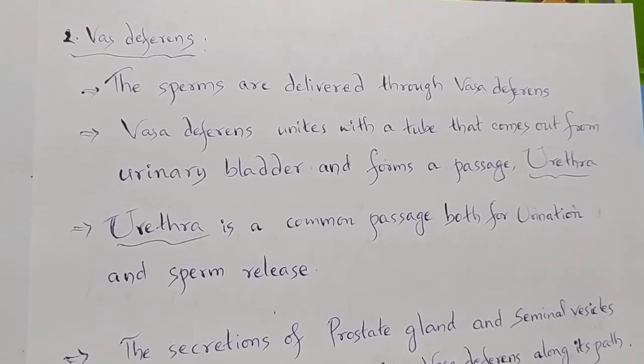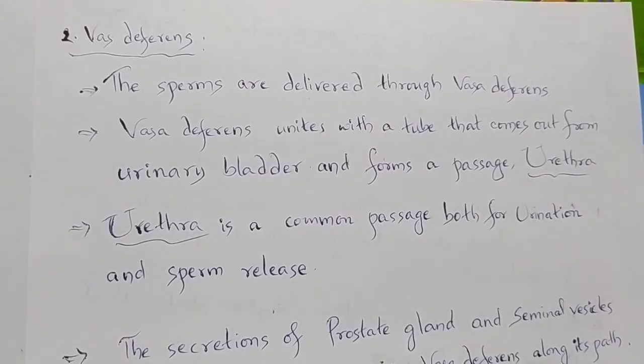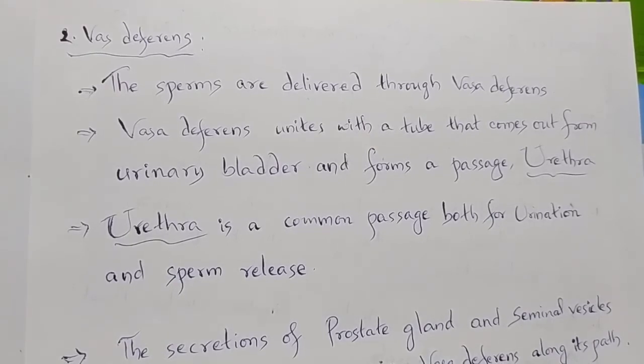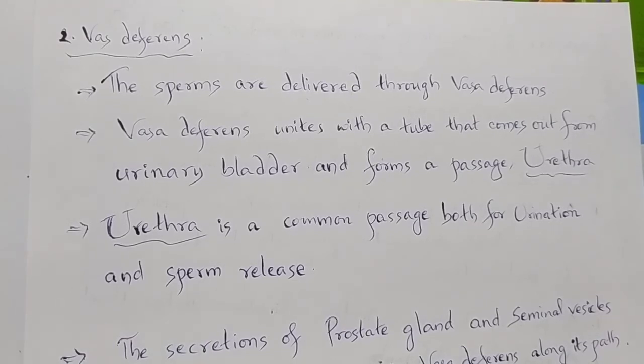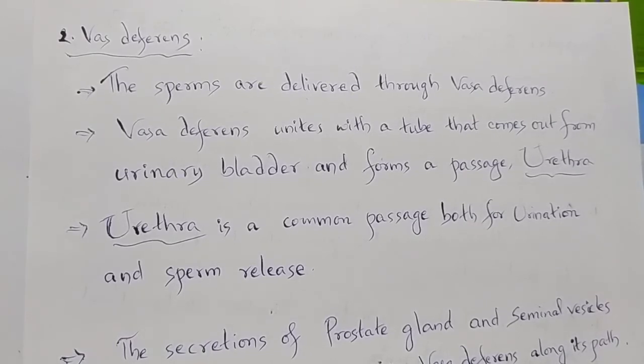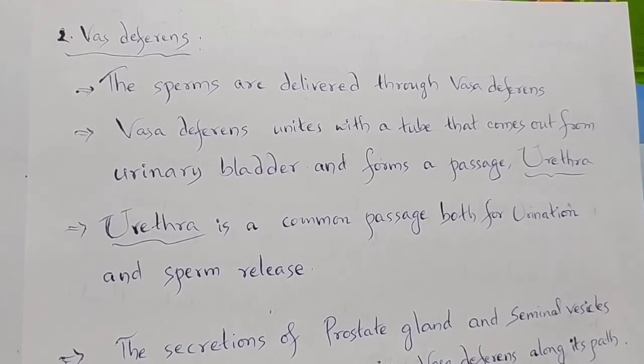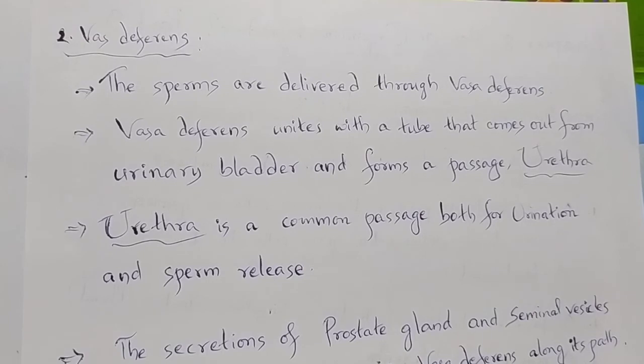We have discussed the portion that produces the germ cells. Now let us discuss the portion that delivers the germ cells to the site of fertilization. The portion that delivers the germ cells to the site of fertilization is the vas deferens. Vasa deferens are a pair of tube-like structures which come from one testis. The sperms are delivered through the vasa deferens.